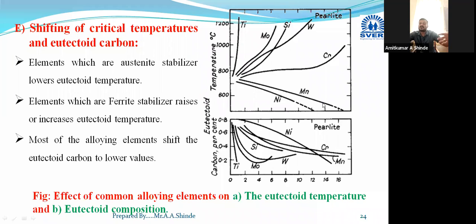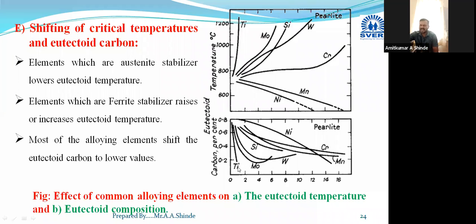Then what is the effect on eutectoid composition? 0.8% carbon is our eutectoid composition. Okay, and if you have added other alloying elements, then almost all alloying elements, when added in the steel, will decrease the eutectoid composition. And the graph indicates that as the percentage of other alloying elements increases, the eutectoid composition also decreases. And in this, the most effective elements are titanium and molybdenum.